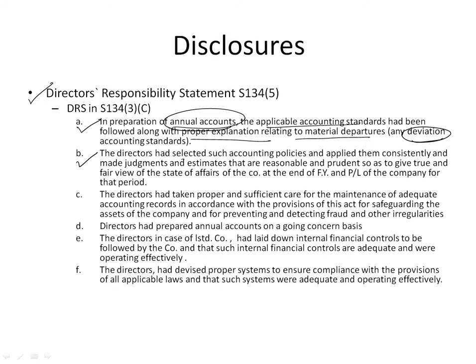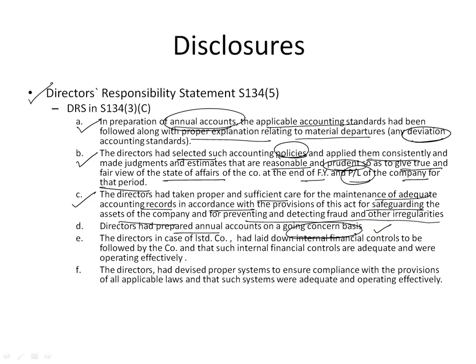Second point is the director has selected such accounting policies and applied them consistently and made judgment on the basis of such accounting policies, and the statements that they have received are reasonable and prudent and wise to give a true and fair view of the company's affairs at the end of the financial year and the profit and loss of the company for that particular period. Point C, where it says the directors have taken proper and sufficient care for the maintenance of adequate accounting records in accordance with the provision of this Act for safeguarding the assets of the company and for preventing and detecting fraud and other irregularities. The director has prepared annual accounts on going concern basis.